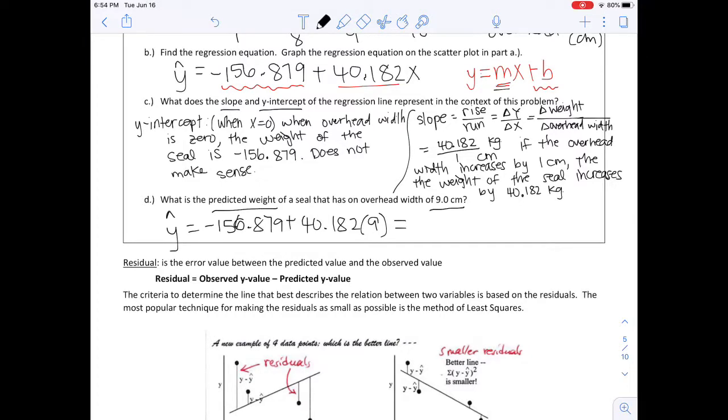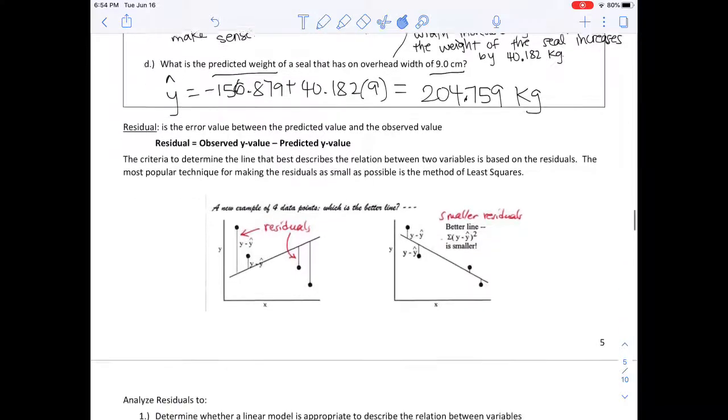And working this out on our calculator, we get 204.759. Make sure you put the correct units with this. This is in kilograms. And this is how much that seal would weigh if it had an overhead width of 9 centimeters. And again, this is an approximation that we have.